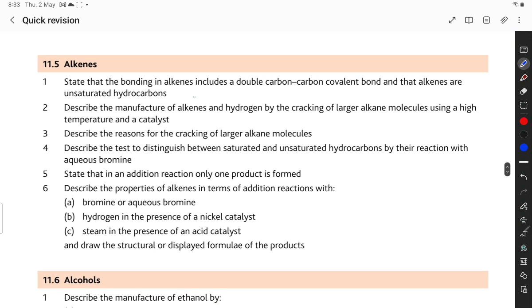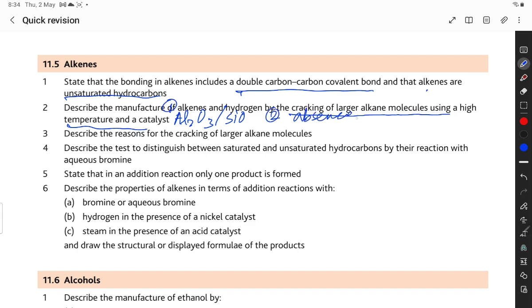Alkenes: state that the bonding of alkenes includes a carbon-to-carbon double bond, and that alkenes are unsaturated hydrocarbons. Describe the manufacture of alkenes and hydrogen by the cracking of large alkanes using a high temperature and a catalyst, aluminum oxide and silica. The other conditions are absence of air and high temperature. Just write down high temperature, no need to mention the temperature.